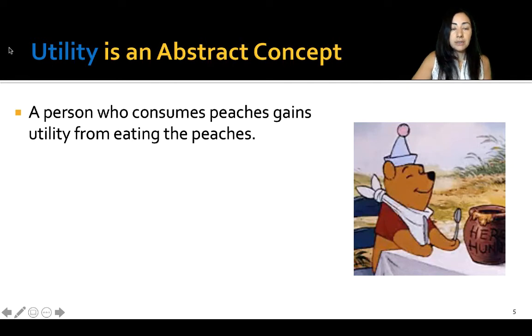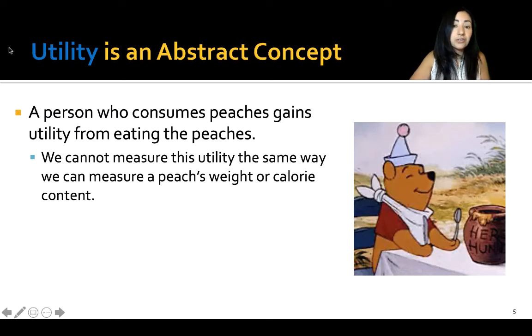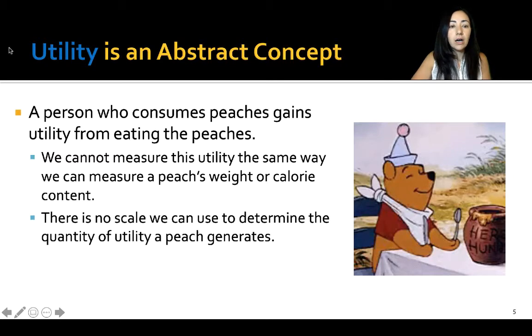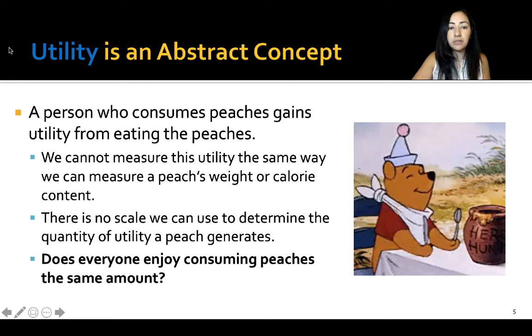So what is utility? So utility is a very abstract concept. Let's take a little bit of an example and think through this. A person who consumes peaches gains some kind of utility or satisfaction from eating the peaches. We can't measure this utility the same way we can measure the peach's weight, which would be just simply putting it on a scale, or the calorie content. There's no scale that we can use to determine the quantity of utility that a peach generates.